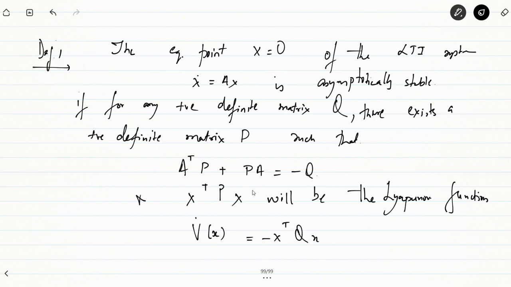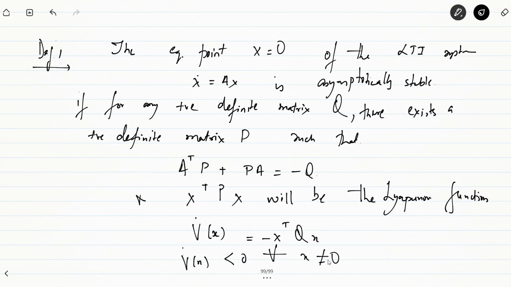V of X equals XTPX, and V dot X will be equal to minus XTQX. For any value of x not equal to 0, V dot X will be less than 0. So the first way of generating the Lyapunov function, using the energy metric algorithm, is that we define the positive definiteness and the negative definiteness of the function.